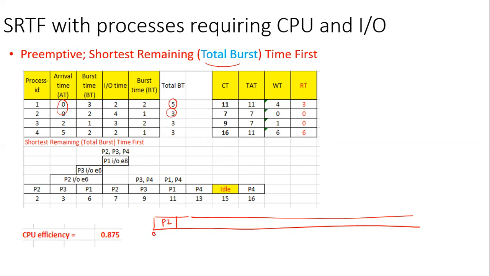So this starts at 0. If you go to 1, no one is there, and at 2, P3 came in. Do you agree with me? Okay. So now the burst time finished here is 2, so 3 remains. Do you agree? P1 is 5.